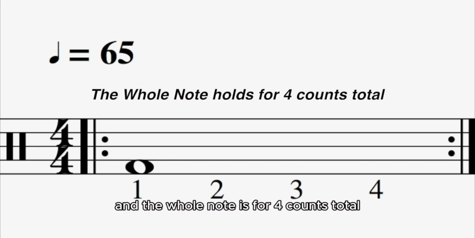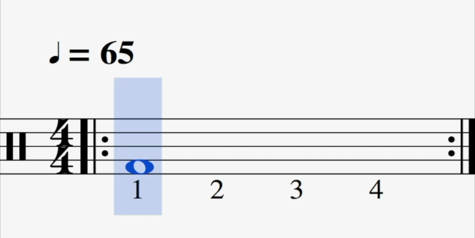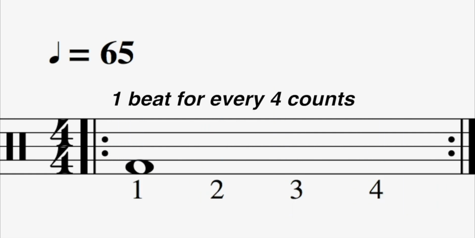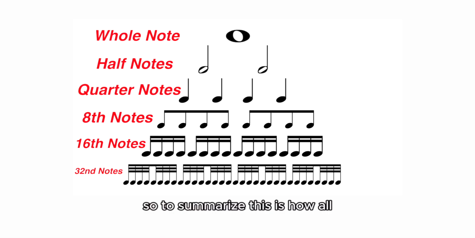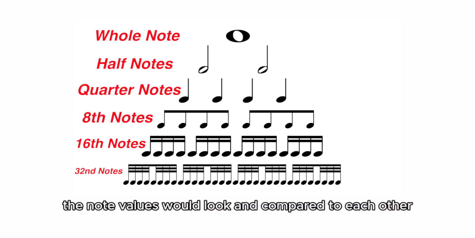And the whole note is for 4 counts total. And for a quick example for this, 1, 2, 3, 4. 1, 2, 3, 4. 1 beat for every 4 counts, as you can see here. So to summarize, this is how all the note values would look and compare to each other.